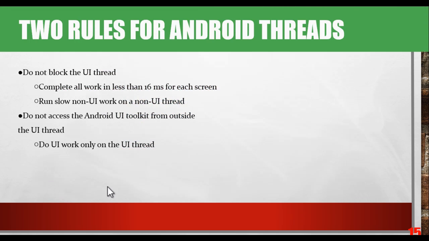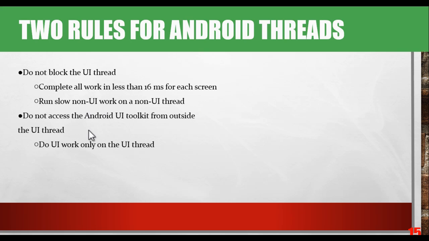So there are two rules for Android threads when you want to create a multi-threaded app for your Android phone. First, do not block the UI thread, so you must complete all of your work in less than 16 milliseconds for each activity. The main thread in Android will be responsible to update the UI in 16 milliseconds for each screen. And make sure that you use a background thread for a task which takes longer than 16 milliseconds. Operations on the non-UI work on a non-UI thread.